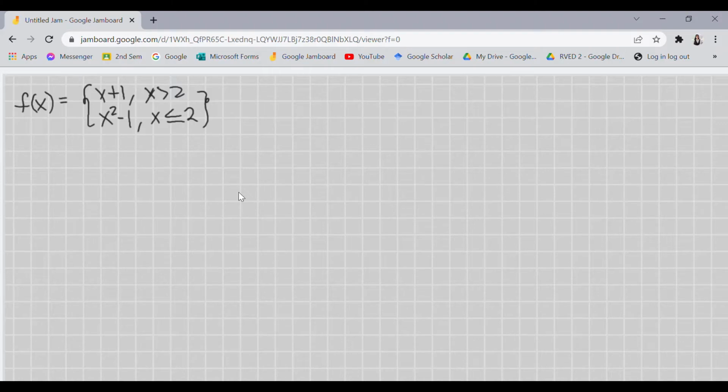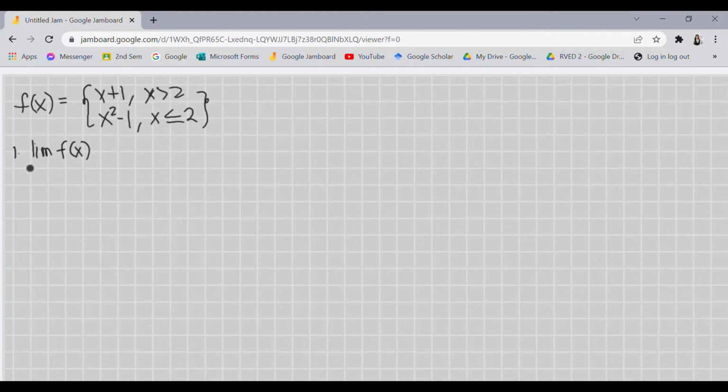For the given example, the function is the piecewise function composed of x plus 1 when x is greater than 2, and x squared minus 1 when x is less than or equal to 2. So in this case, the first thing we have to solve is the right-hand limit. So solve for the right-hand limit of the function as x approaches 2.